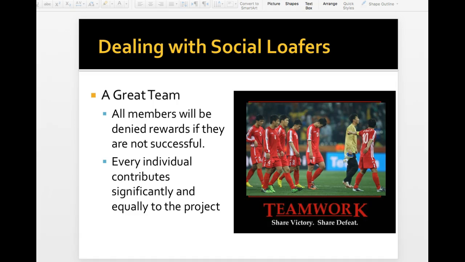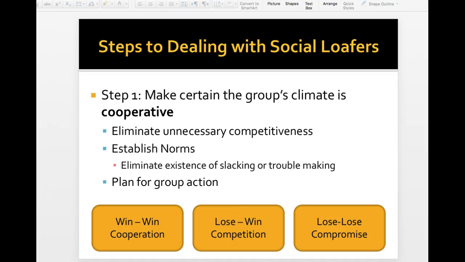And the first thing you can do is really work to make sure that your group's climate, the way your group feels, is cooperative. So you want to make sure that everybody has an open mind and is approaching the group in a way that's cooperative. So nobody's competing with anybody else. It feels like you're all in this together.